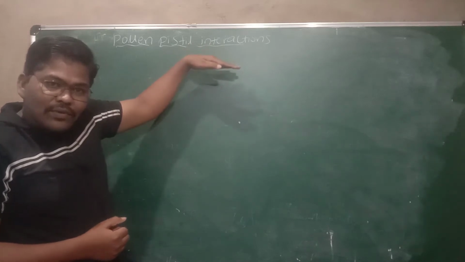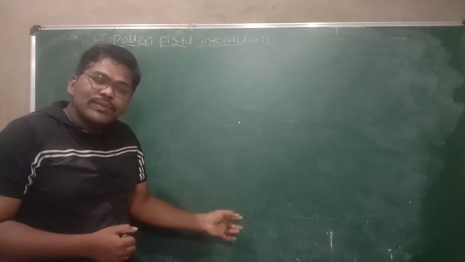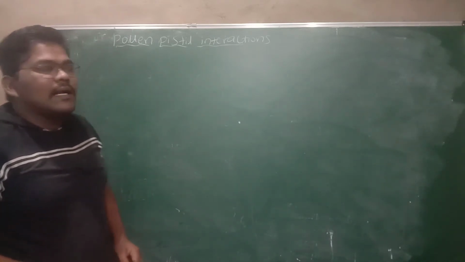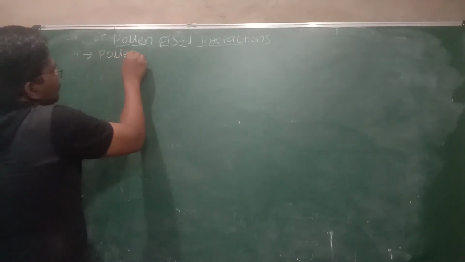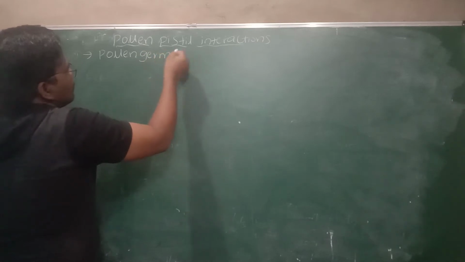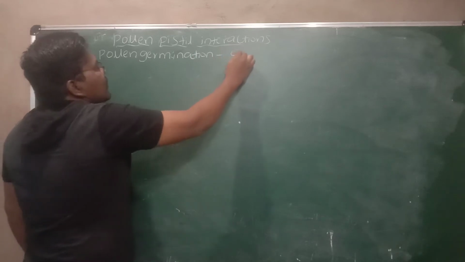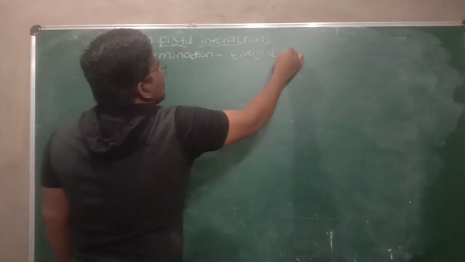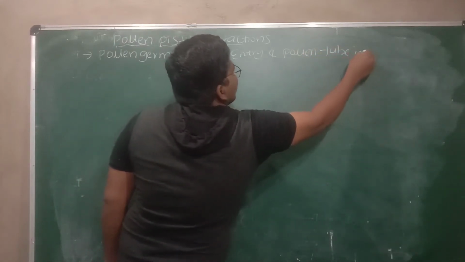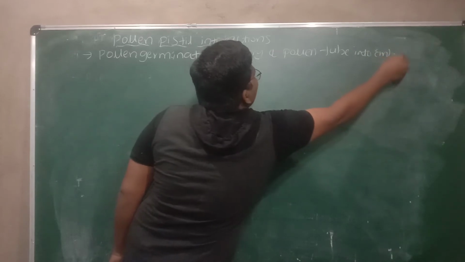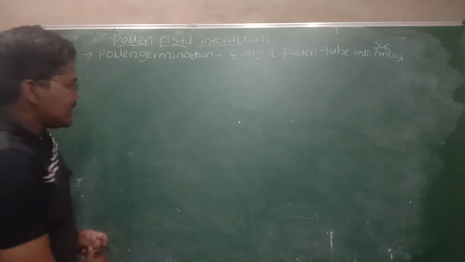The starting of attachment of pollen grain on the stigma up to the entry of the pollen tube into the embryo sac is called pollen pistil interaction. That means from pollen germination, the formation of the pollen tube, to the entry of the pollen tube into the embryo sac is called pollen pistil interaction. Okay.